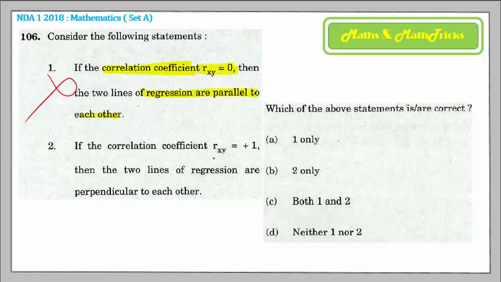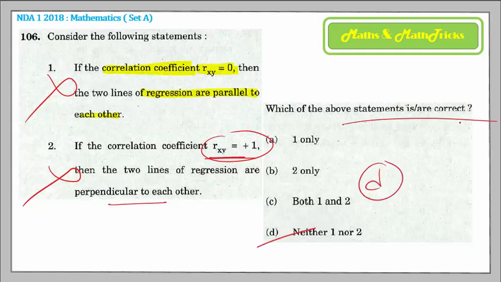When the correlation coefficient is plus 1, it means they are following the same relation: if one line is increasing in nature, the other is also increasing. So when rxy is equal to 1, it specifies that the lines are parallel, following the same direction of change. Here they said perpendicular, which is also a wrong statement. Hence neither 1 nor 2 are the correct statements for this particular question.